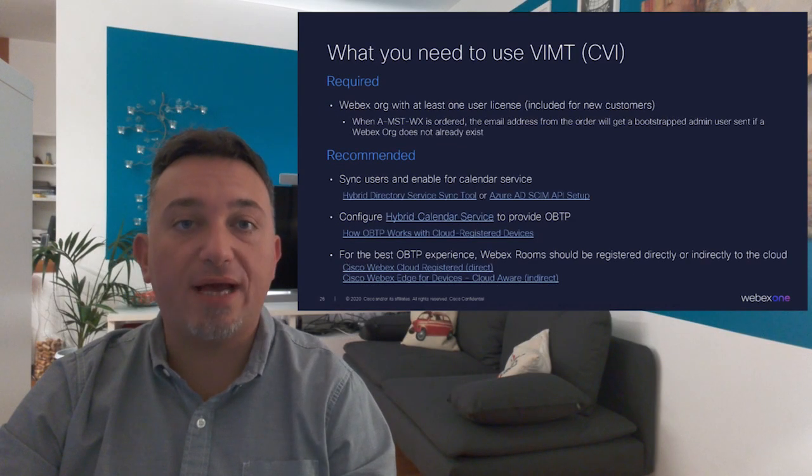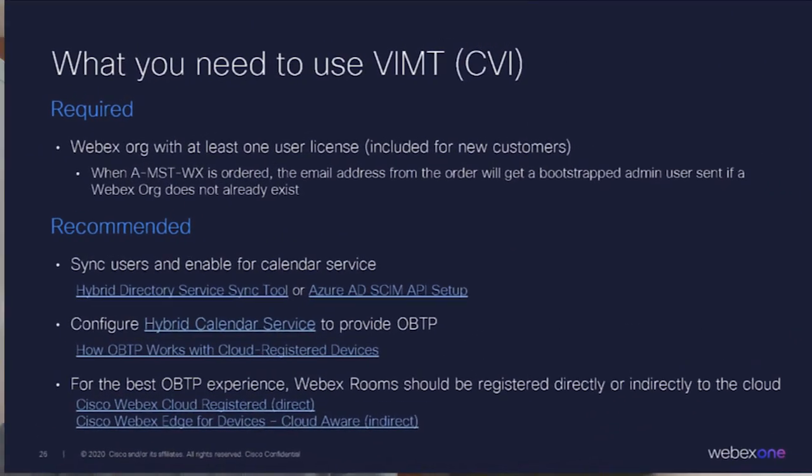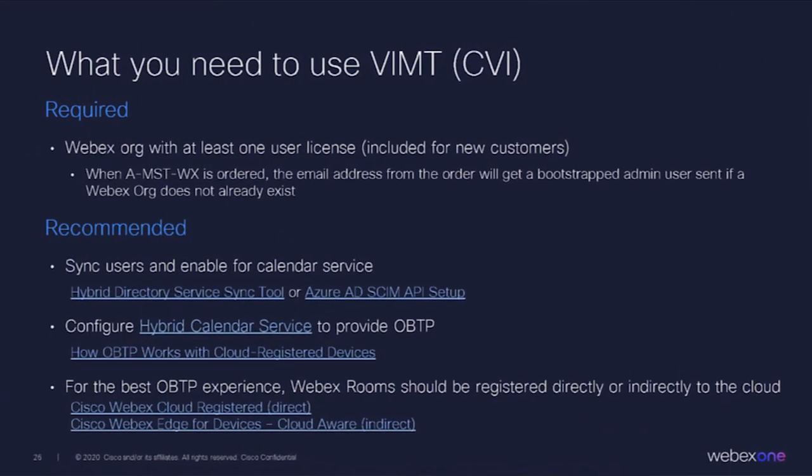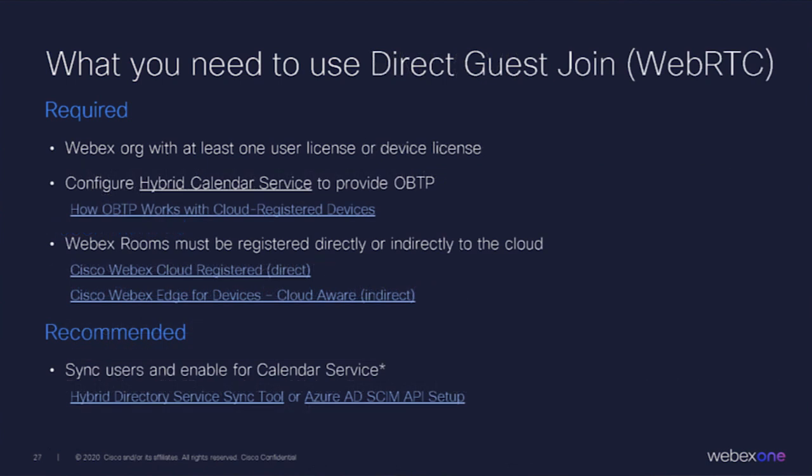If you want to run a pilot for Vimt, you can get access to a 2-month period trial. Ask your Cisco partner how. You will just need a Webex org. This can be an existing one or a brand new trial org. In order to improve the user experience, you might want to enable Webex hybrid calendar services to enjoy one button to push. If you want to try direct guest join, you will need a Webex org, hybrid calendar services, and a Webex room registered to your Webex Cloud. Direct guest join doesn't require any additional license.